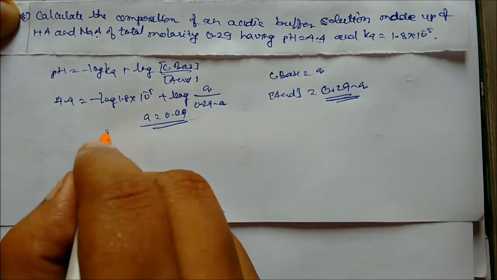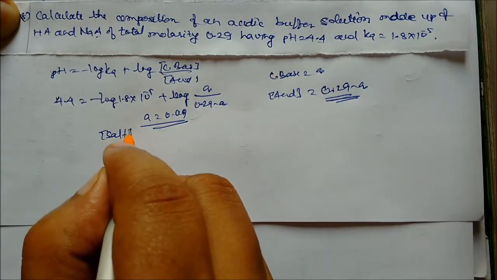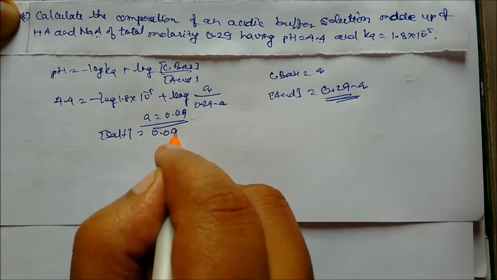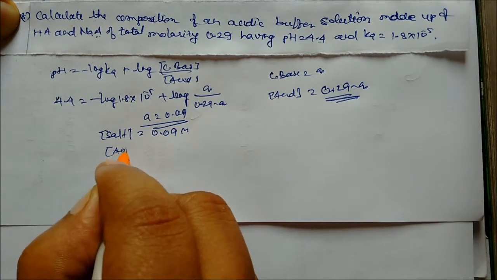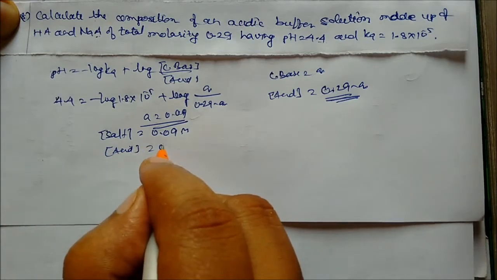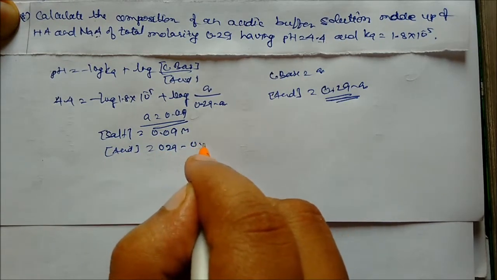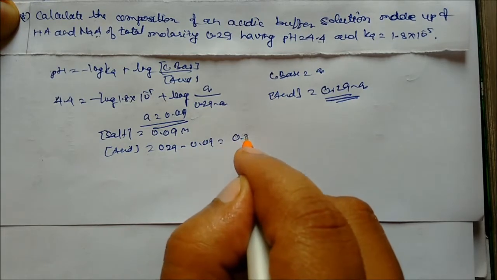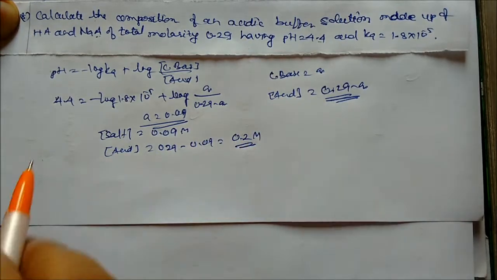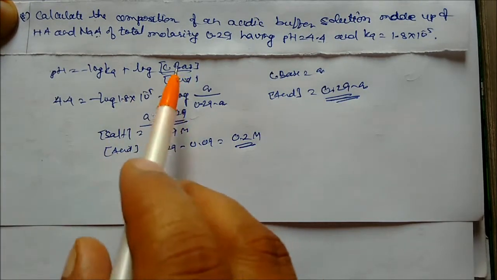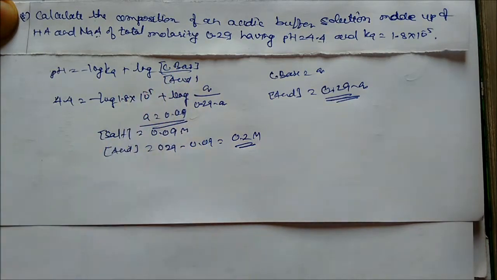Now the concentration of salt will be 0.09 molarity, and the concentration of acid will definitely be 0.29 minus 0.09, so it will be 0.2 molarity. So all problems are based on the formula. We have to find the conjugate base and acid values like this, and we can solve any type of problem based on this.